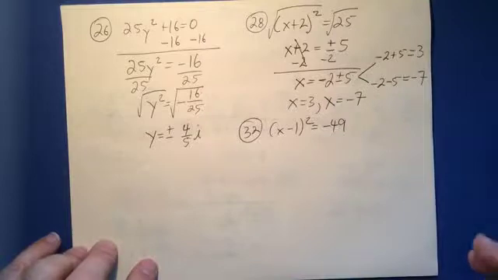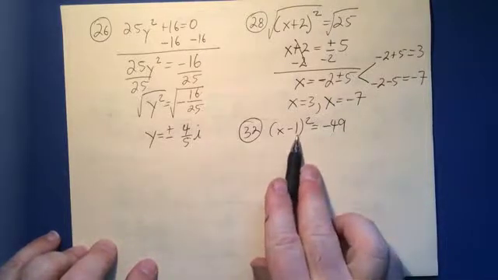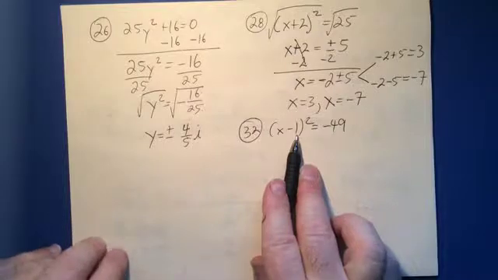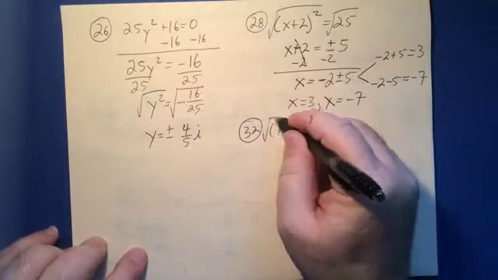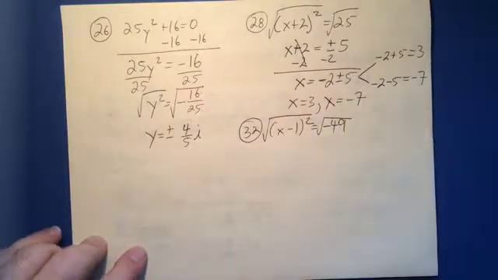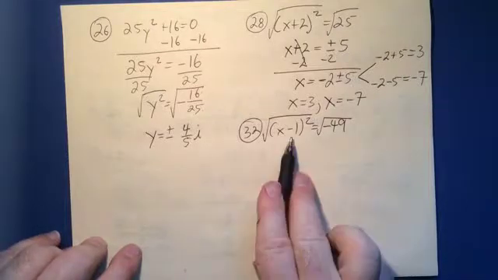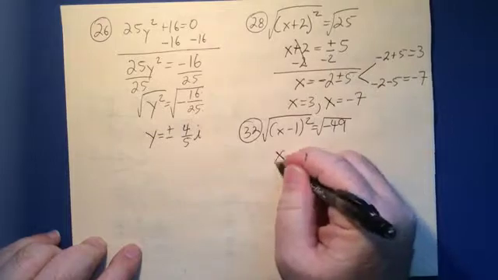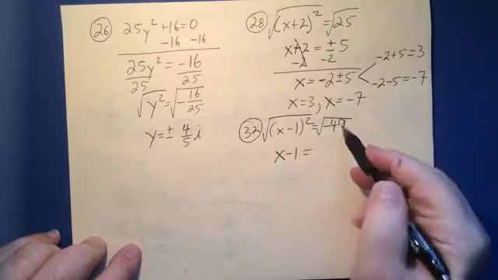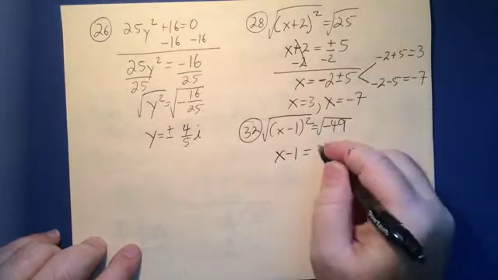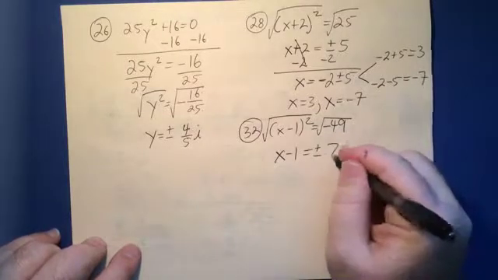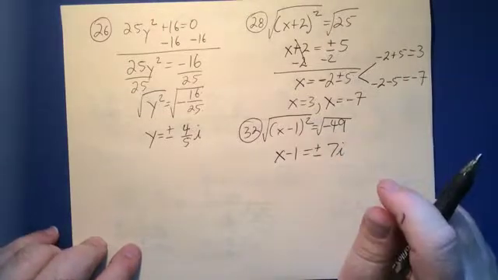Again, I need to get this out of here. Don't square this. That's just going to make it so much more complicated to try to get x by itself. I'm going to go ahead from this point and take the square root of both sides. When I do so, that's going to remove the 2 from the exponent here, giving me x minus 1. Over here, being careful, it's going to be plus or minus. The square root of negative 49 will be plus or minus 7i.